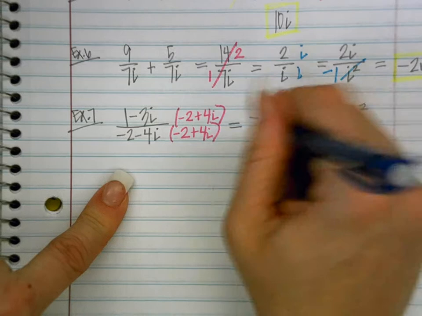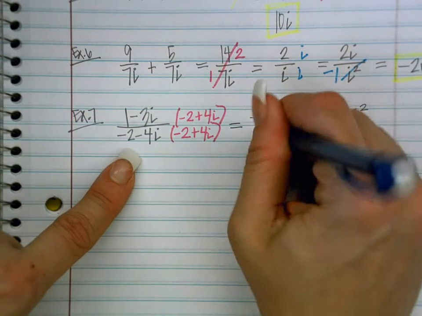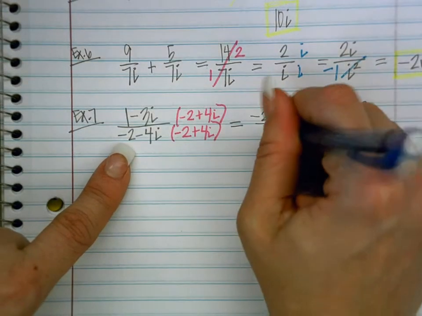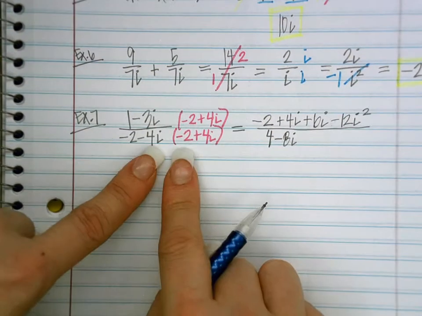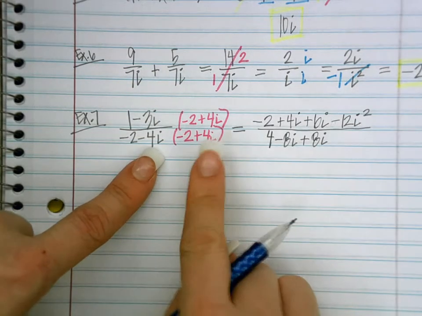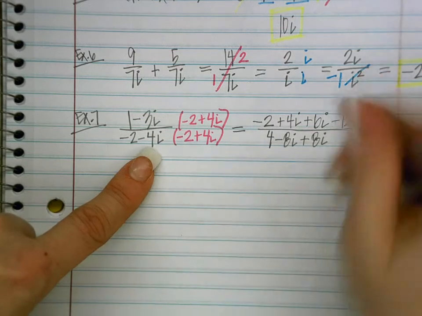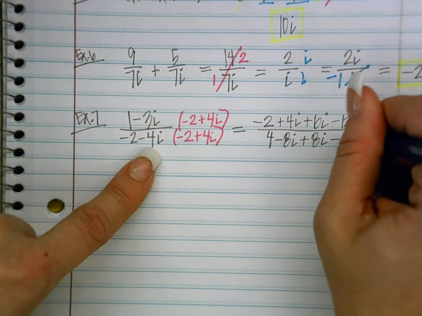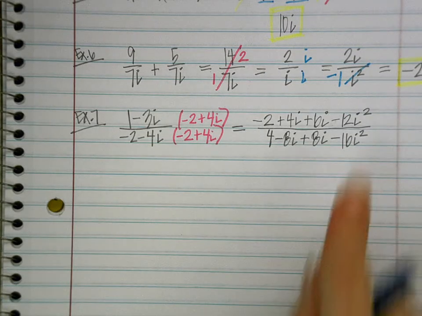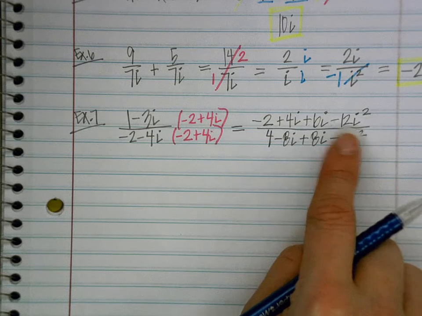Then you're going to FOIL again in the denominator. First times first is a positive 4. Outsides gives you minus 8i. Insides is plus 8i. And last is what? Negative 16i squared. You want to simplify. First you want to simplify the i squared. So what does negative 12i squared become?